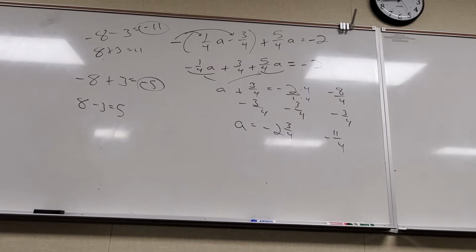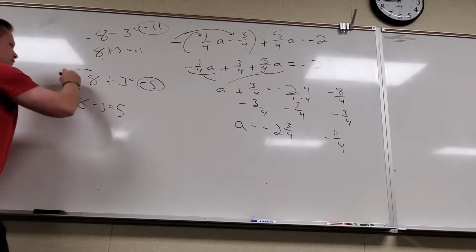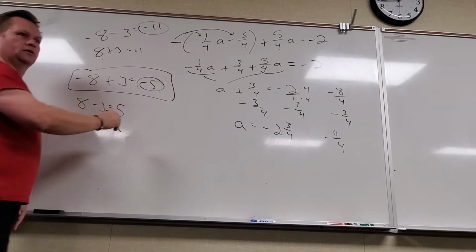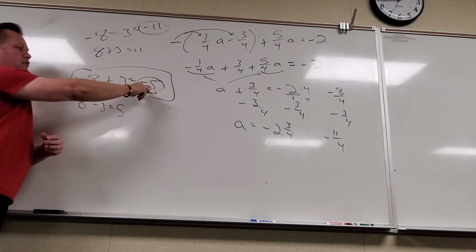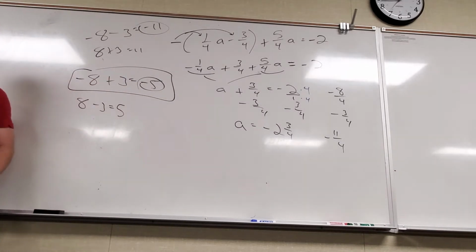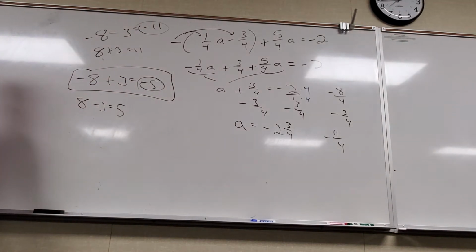I owed you 8, I gave you 3, I still owe you 5, which is what this statement says in English, right? I owed you 8, I gave you 3, I still owe you 5. You guys see that? Money is something we can all kind of relate to, right?